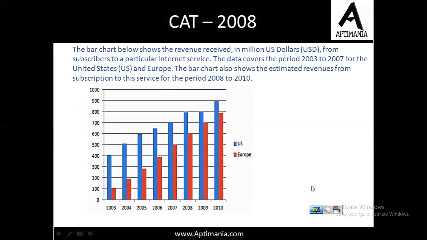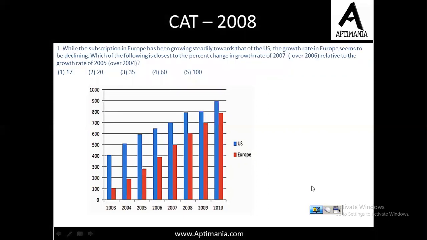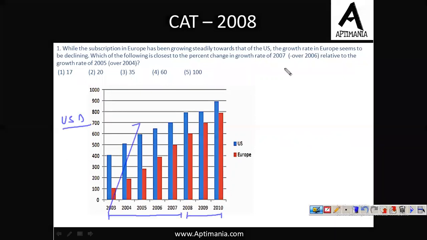Now let us move to the question part. The first question is, while the subscription in Europe has been growing steadily towards that of US, the growth rate in Europe seems to be declining. Which of the following is closest percentage change in growth rate? So basically, the growth rate in 2006 to 2007 related to the growth rate of 2005 over 2004. So first of all, let us check out what was the growth rate when we moved from 2006 to 2007.